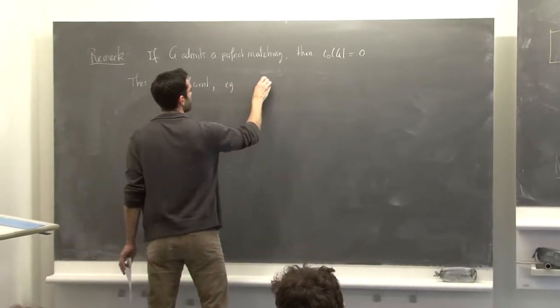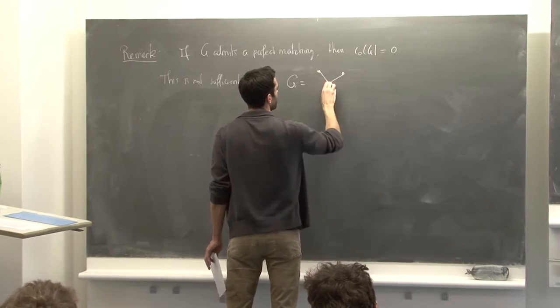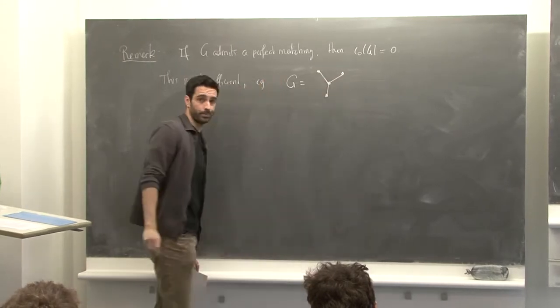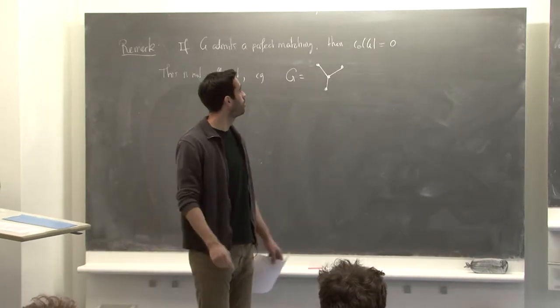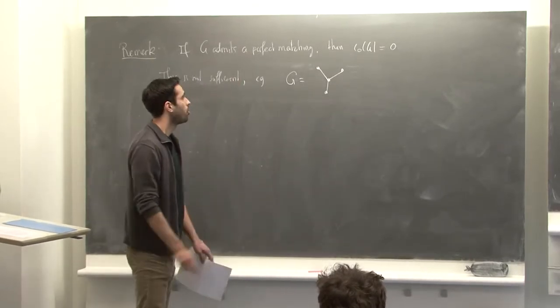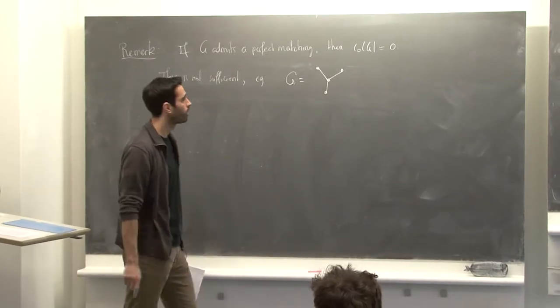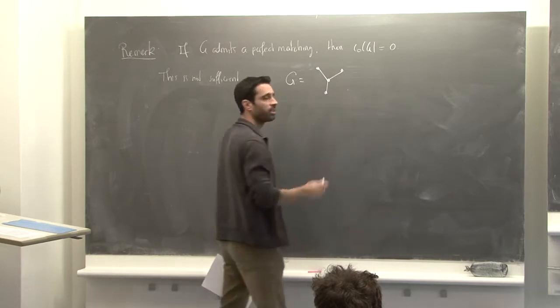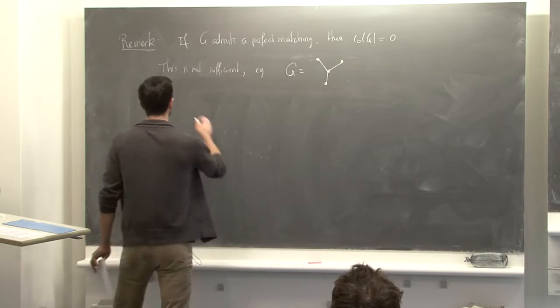For example, just consider the graph G like this. You have 4 vertices, no odd components, but you don't have a perfect matching here. So we have to refine this condition a little bit.